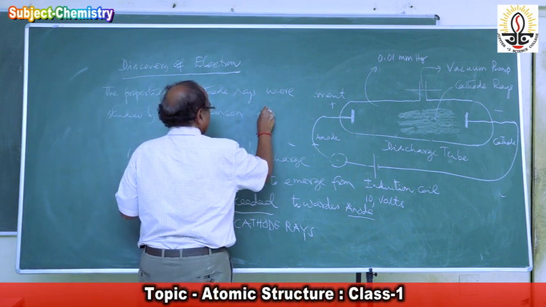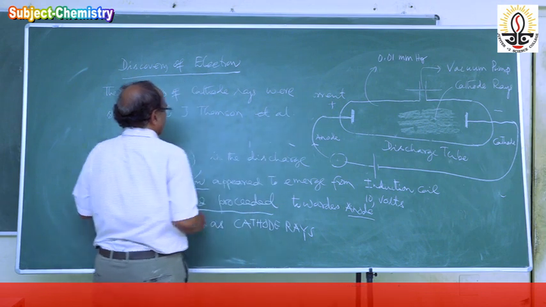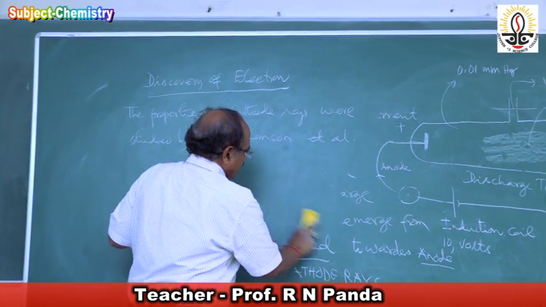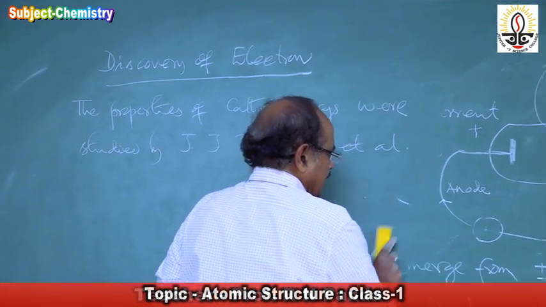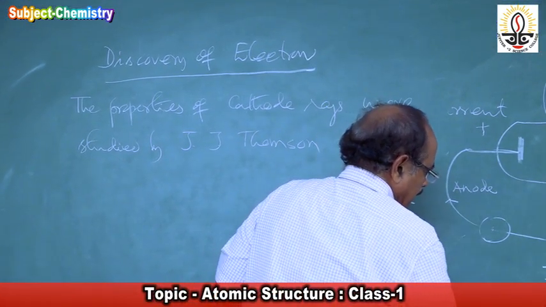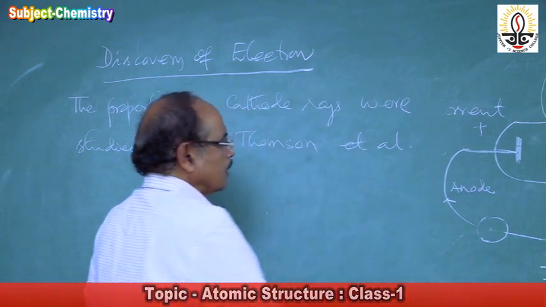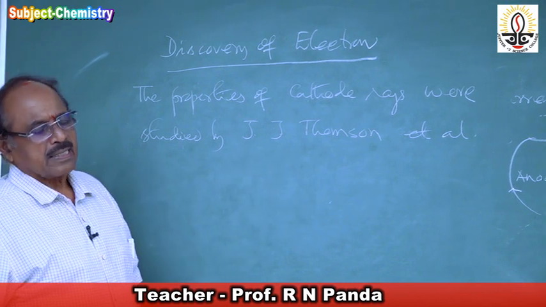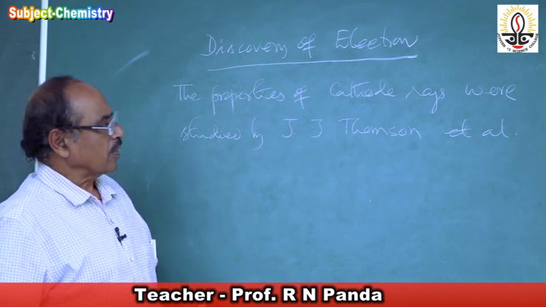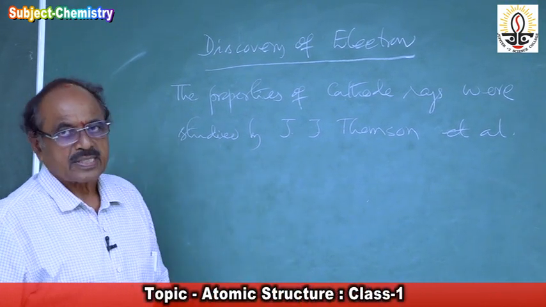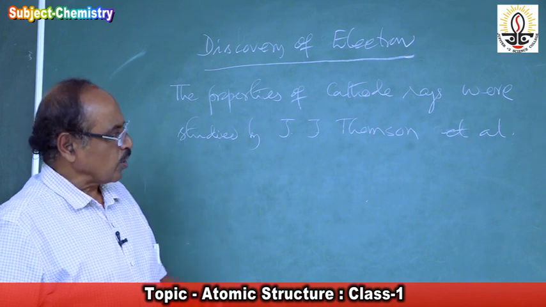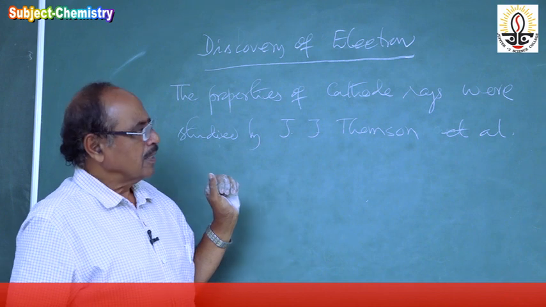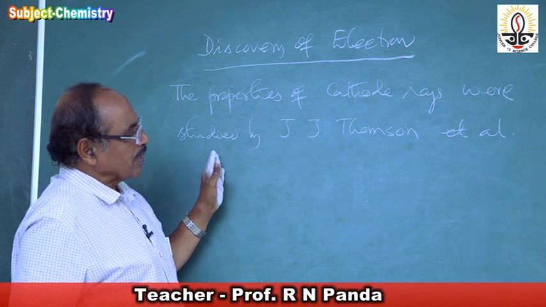et al. "Et al." means a group of scientists. Not only J.J. Thomson, but his group. Other people were also working in other laboratories. Whatever Dalton or Thomson observed, he noted it first. So the properties of the cathode rays were studied by J.J. Thomson et al., meaning the group of scientists working with J.J. Thomson. What are the properties?